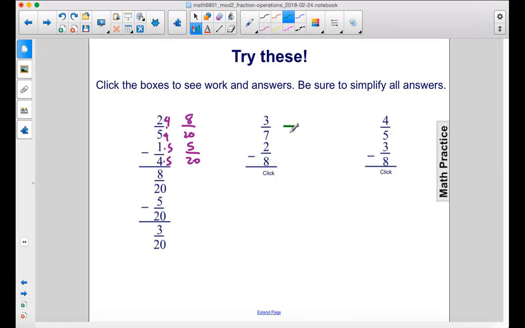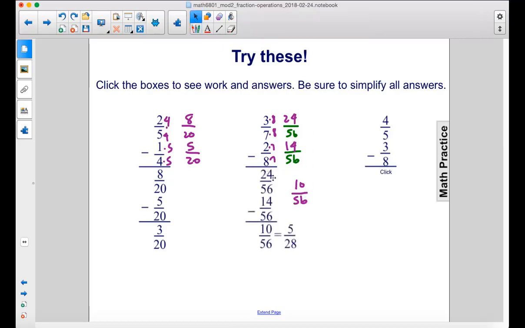Alright, we have 7 and 8. So that gives us a common denominator of 56. For numerators, we have 24. I just multiplied 3 times 8. And we multiply 8 by 7. So we multiply 2 by 7 and get 14. So we have 24 minus 14 gives us 10 over 56, which can be further simplified.